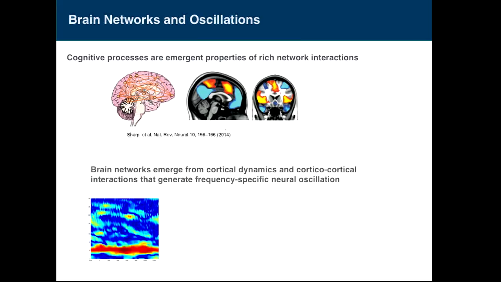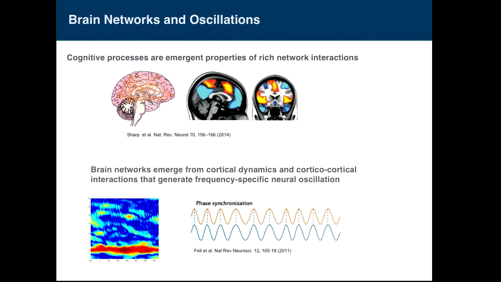And indeed, it has been proposed that brain networks emerge from cortical dynamics and cortical-cortical interactions that generate frequency-specific neural oscillations. Brain oscillations at different frequencies have been associated with specific behaviors, with specific cognitive processes. And not only the frequency or the amplitude of those oscillations, but also phase synchronization seems to play a role and seems to have to do with how information passes in different regions of the brain, how remote regions communicate.